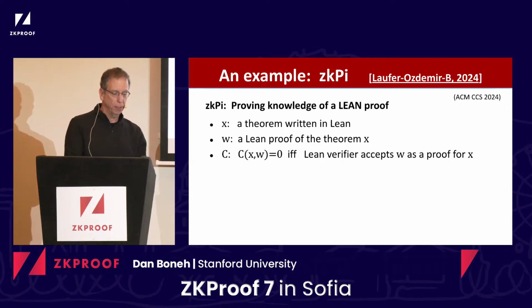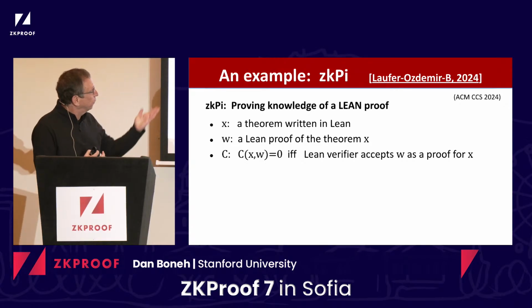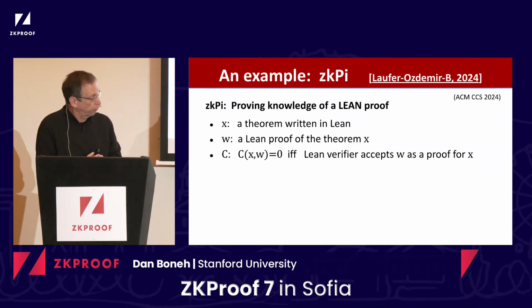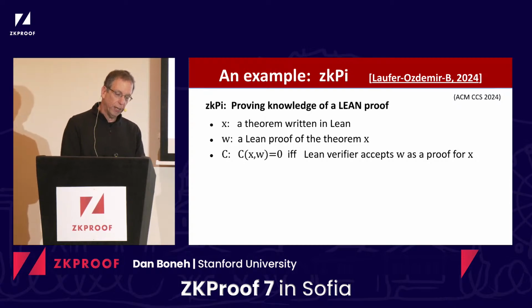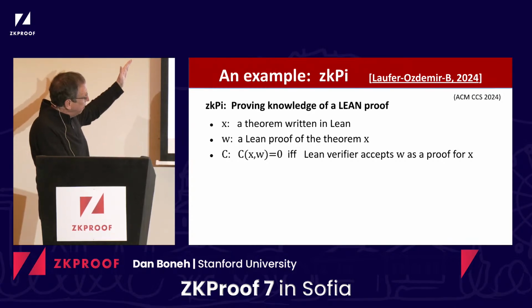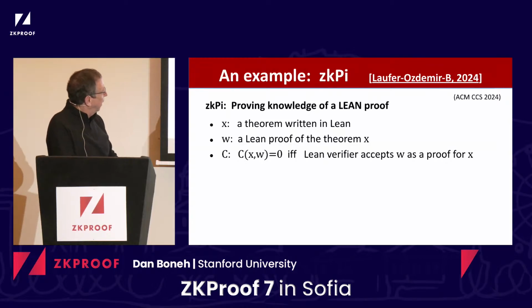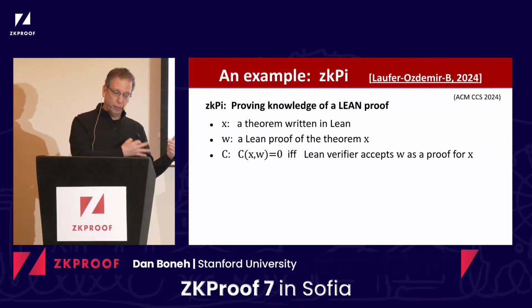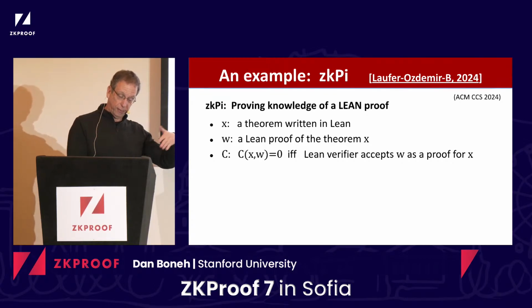So the first example we call ZK-Pi. This is joint work with my students, Evan Laufer and Alex Ozdemir. And the question is basically, how can we prove knowledge of a Lean proof? Specifically, in this case, the statement that we want to prove is that I have a Lean proof. Lean, as you know, is a theorem proving language. You can state theorems in Lean, and you can state proofs in Lean.